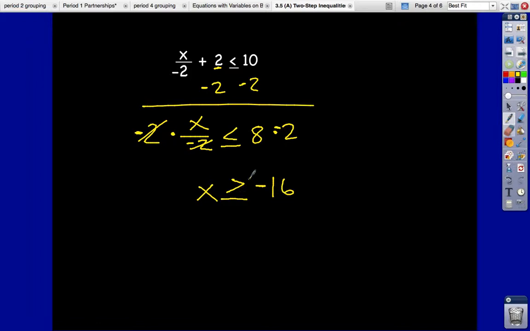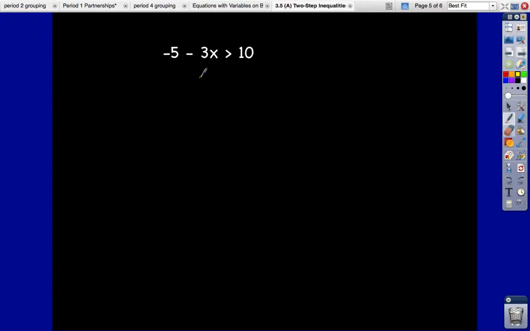One more example, guys. All right. So in this particular case, it looks a little different because we have a -5 and a -3x here. So things look a little different. But we still approach it the same way. Got to get rid of this -5, so I'm going to add 5 to both sides of this inequality.